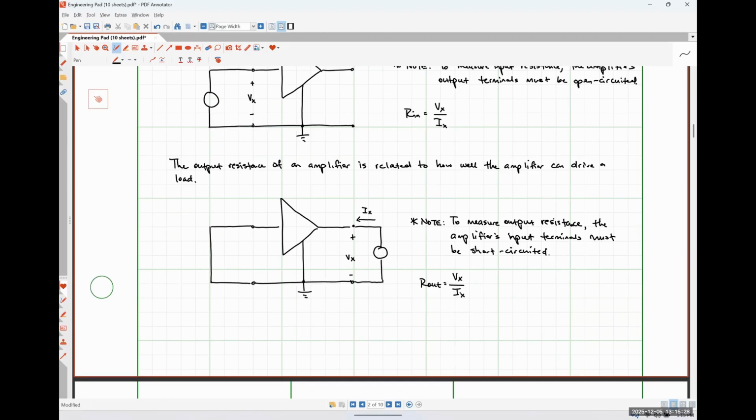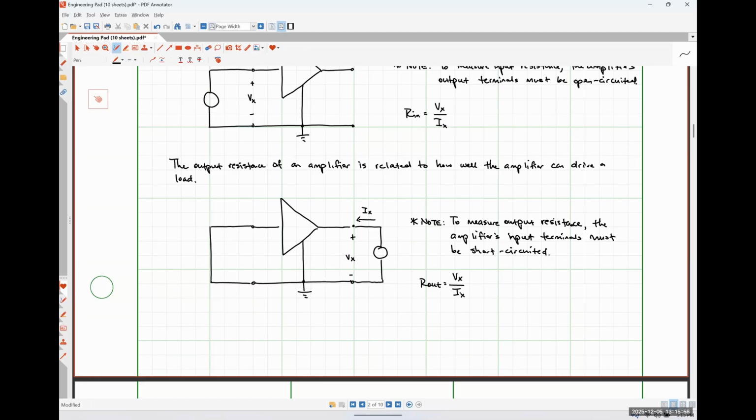So typically speaking, when the output signal is a voltage waveform, we want the amplifier to have a small output resistance, so exactly opposite that of the input resistance. And when the output signal is a current waveform, we want the amplifier to have a large output resistance. Again, exactly opposite what we saw for the input resistance.